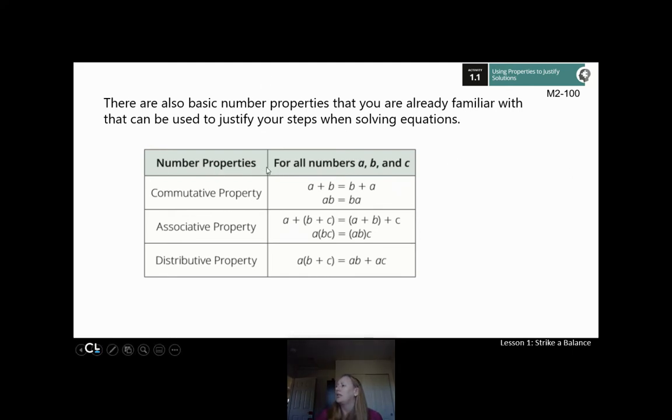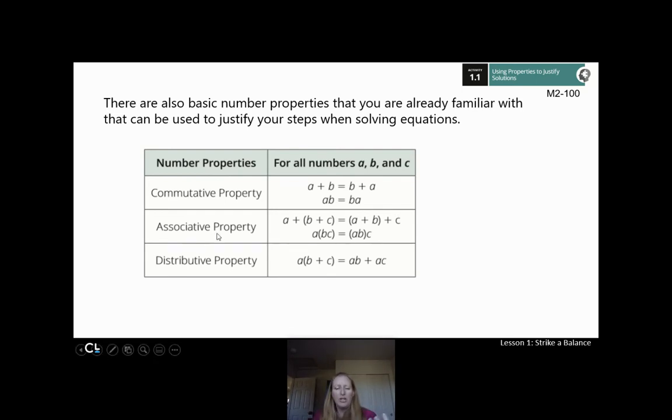So these number properties, for all numbers A, B, and C. The commutative property just means A plus B equals B plus A. If I do 5 plus 2, it's the same thing as 2 plus 5, right? Commutative property applies to addition, but it also applies to multiplication. A times B equals B times A. If I do 2 times 5, it's the same thing as 5 times 2. It doesn't matter. Addition and multiplication are the only ones that the commutative property applies to. These are the only ones where you can switch the order and it's okay.